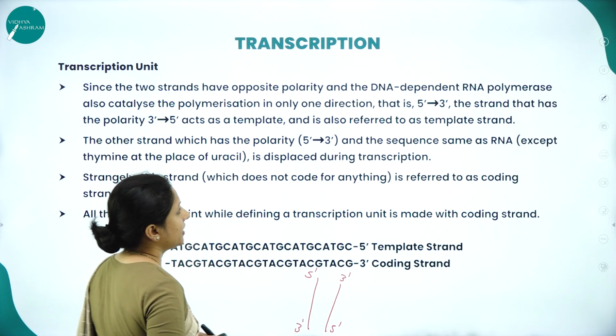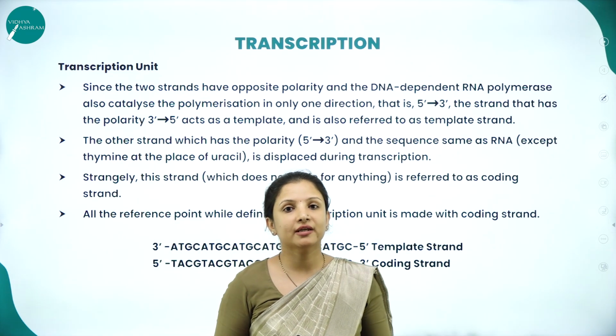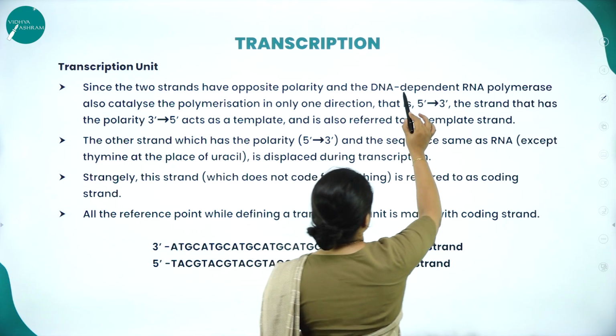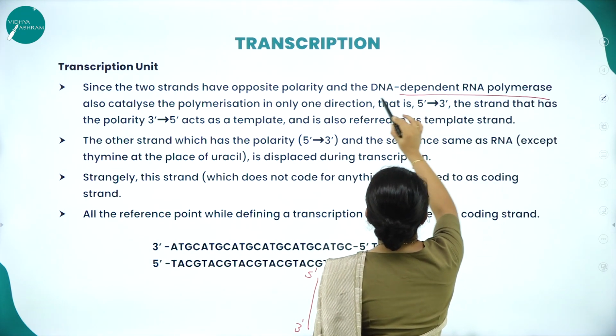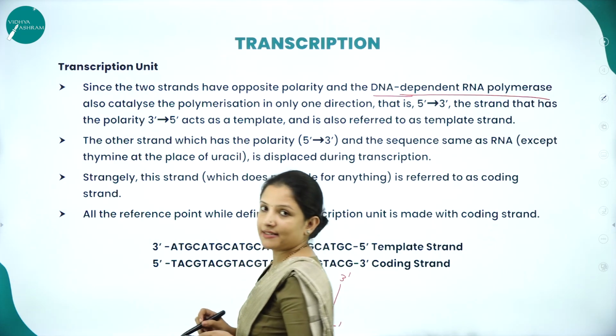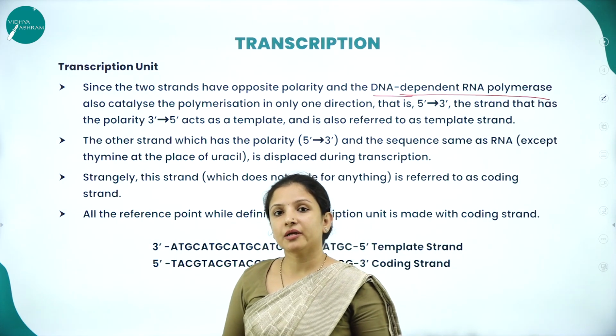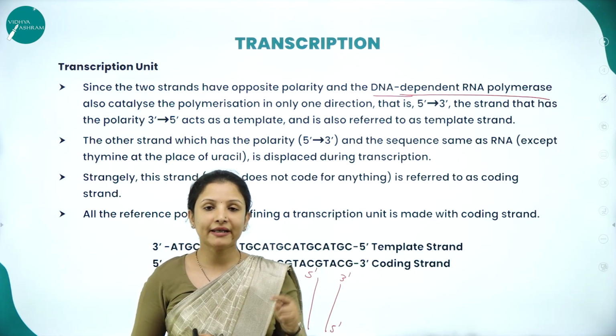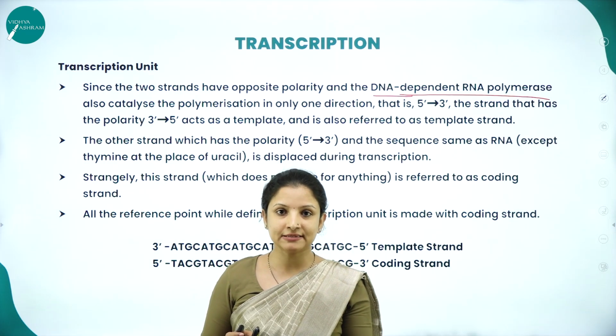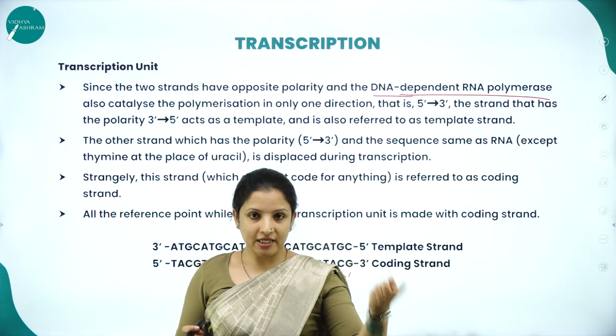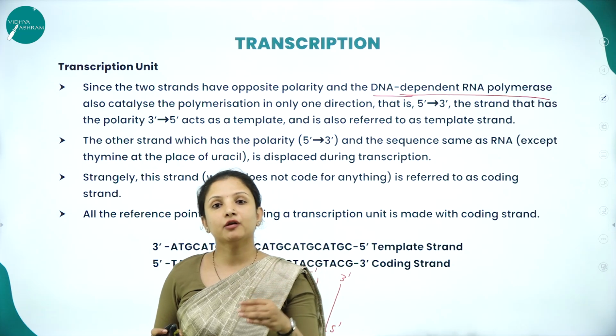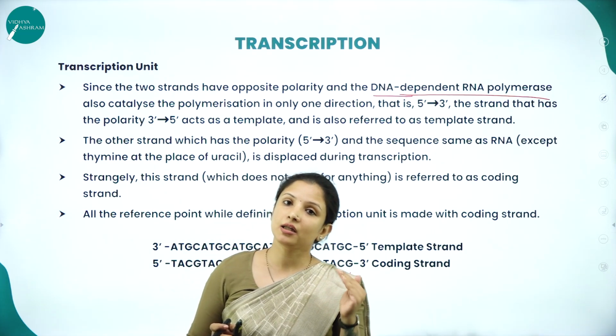and the DNA-dependent RNA polymerase enzyme. Now, there is an enzyme that is involved here, we call it the DNA-dependent RNA polymerase enzyme. So, why do we call it DNA-dependent RNA polymerase? Because the mRNA strand is being synthesized depending on the DNA strand. Okay, so that is why we call it the DNA-dependent RNA polymerase enzyme.